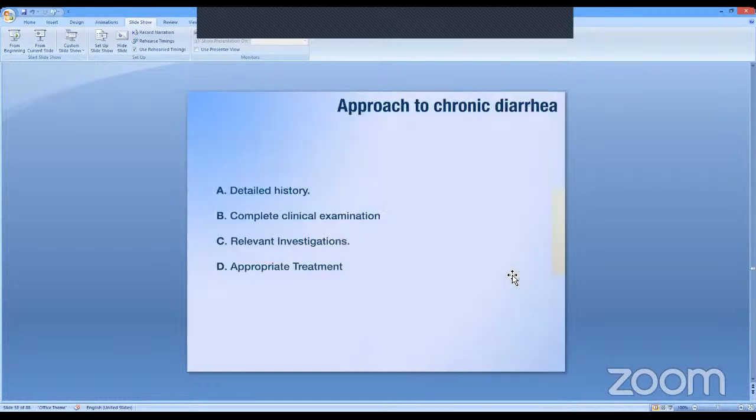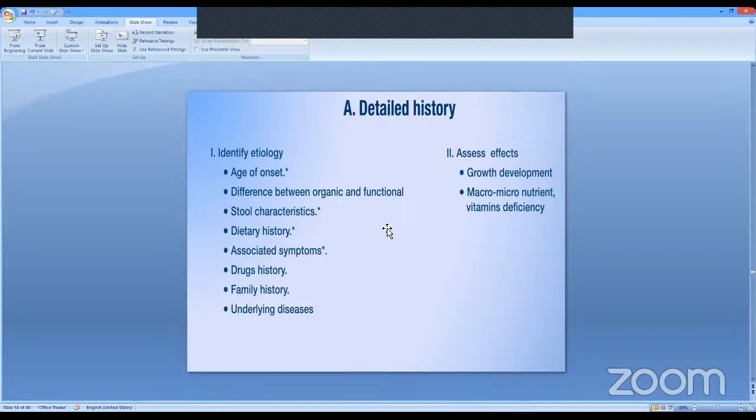So the approach, very important for PGTs, approach to chronic diarrhea. First we have to take detailed history, then complete clinical examination, then relevant investigation, and then appropriate treatment. In the history, identify etiology. How? You think of age of onset, difference between organic and functional cause, stool characteristic, detailed dietary history, associated symptoms, drug history, family history, underlying disease. And side by side, you assess the growth and development, macro and micronutrient, and vitamin deficiency.